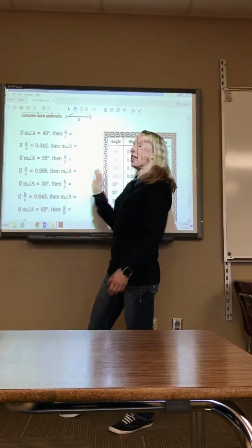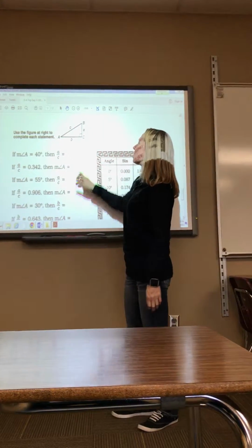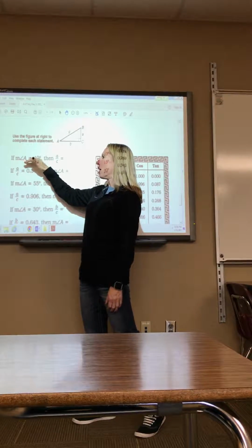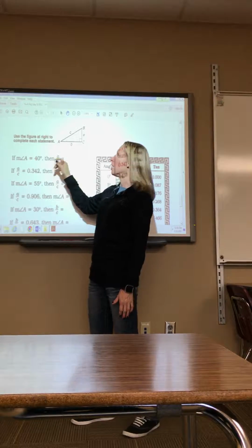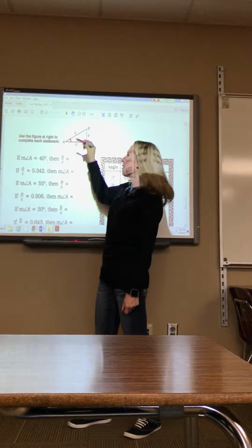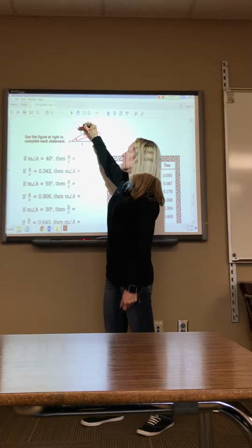And then finally, this last part is probably the most confusing part. So I did really want to talk about this. So this is the triangle that you're looking at. This says find the measure of angle A, or the measure of angle A is 40 degrees, find A over C. So if I look at this triangle, and I'm looking at angle A, A is opposite, C is hypotenuse.